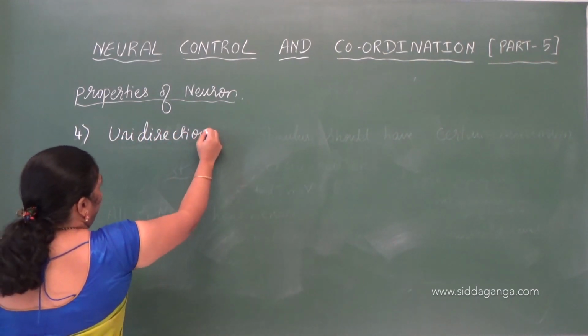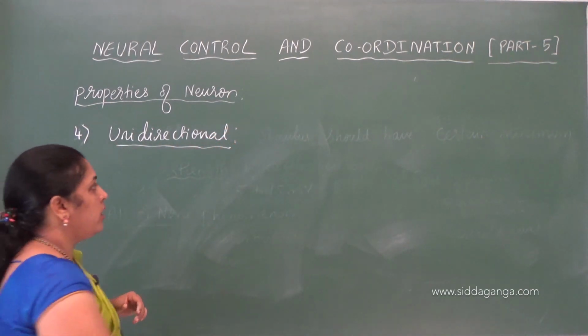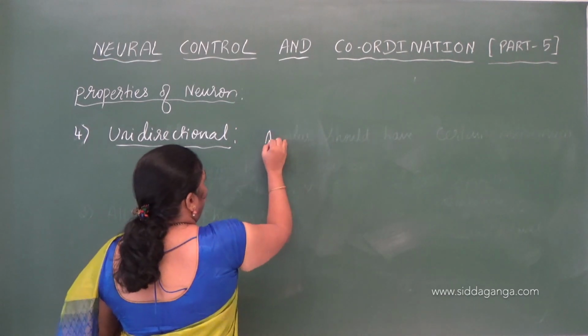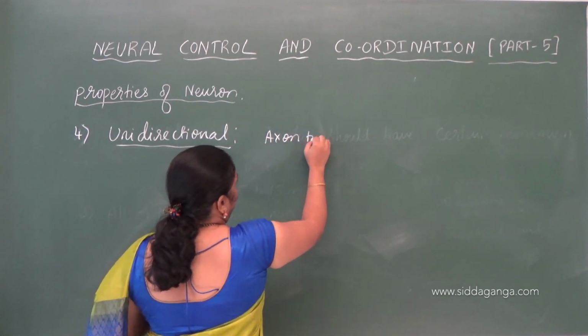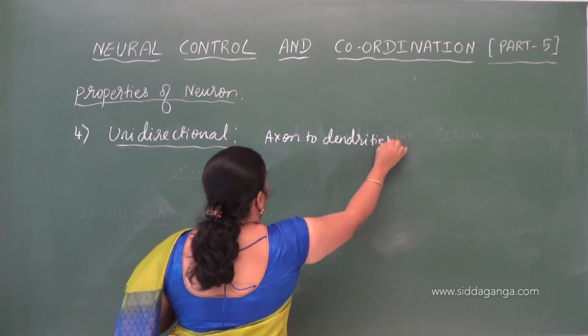Unidirectional. Always the impulse is carried in one direction only, that is from axon to dendron or dendrites, axon to dendrites.